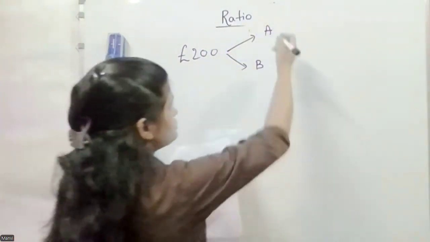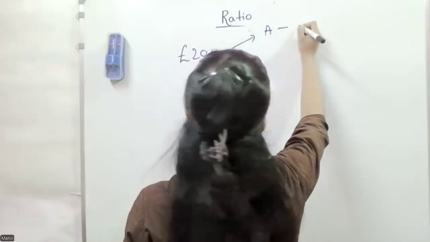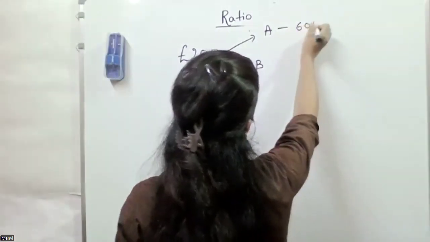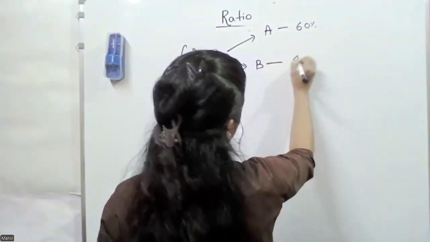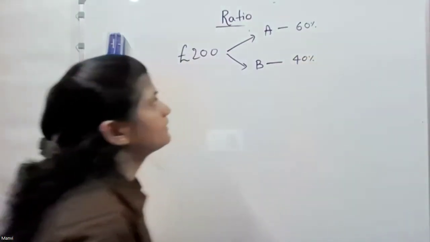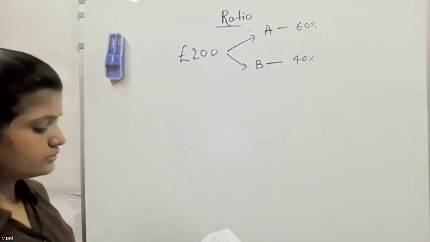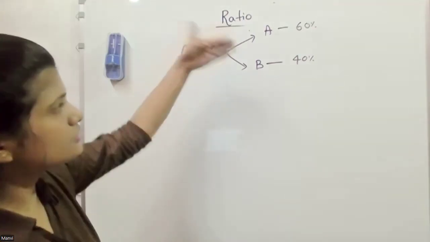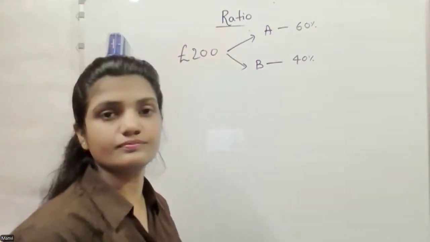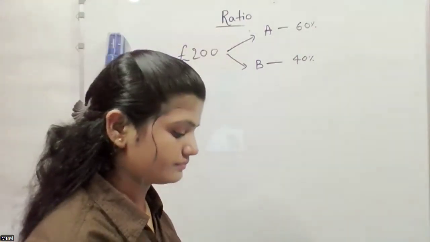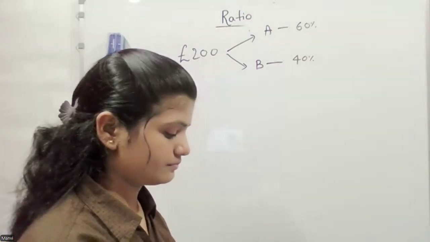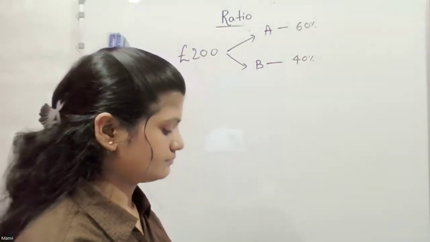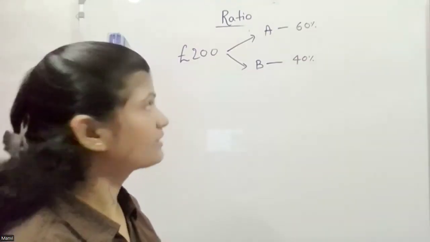A gets 60%, B gets 40%. Then find the ratio A to B. Okay, I'll do that.